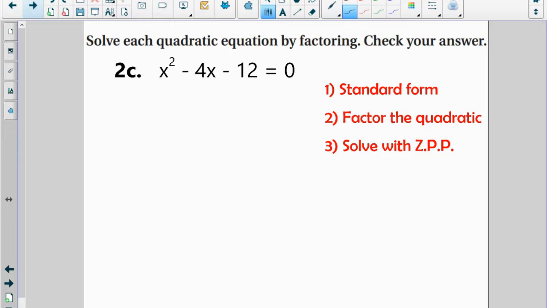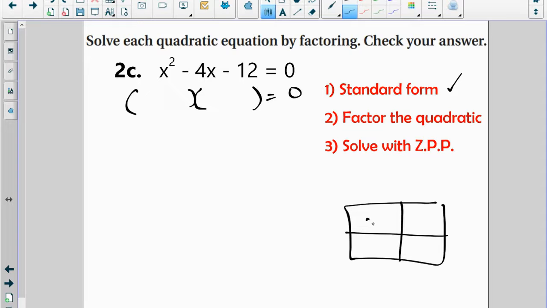Let's take a look at another one. We have x squared minus 4x minus 12 equals 0. Okay, because it says equals 0, we know it's in standard form already. So now we're ready to factor that quadratic. So let's use our area model. We put x squared in the first box, and this time negative 12 in the last box.